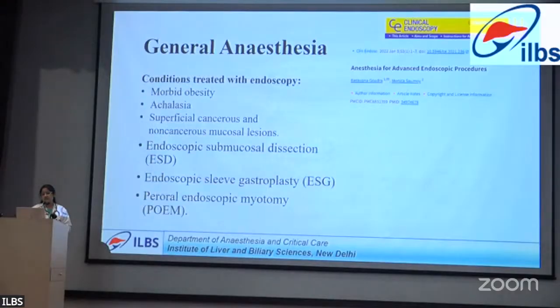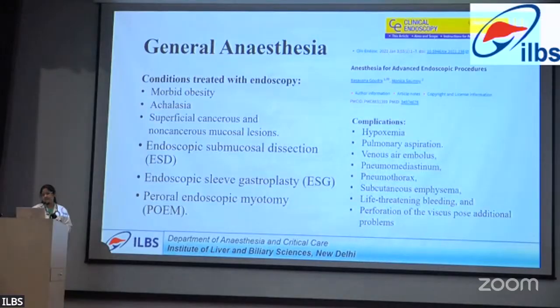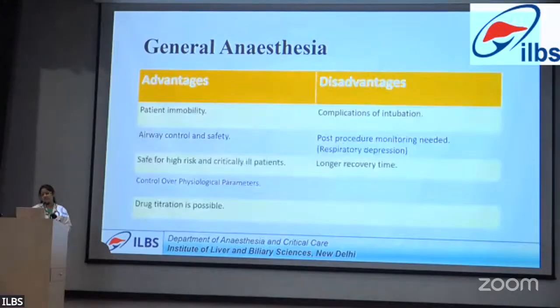But now, as conditions like morbid obesity, achalasia, and superficial cancerous and non-cancerous mucosal lesions are treated using endoscopy, with procedures like endoscopic submucosal dissection, endoscopic sleeve gastroplasty, or peroral endoscopic myotomy, general anesthesia with endotracheal intubation is needed, as it can land up in complications like hypoxemia, pulmonary aspiration, venous air embolism, pneumomediastinum, pneumothorax, emphysema, life-threatening bleeding, and perforation.